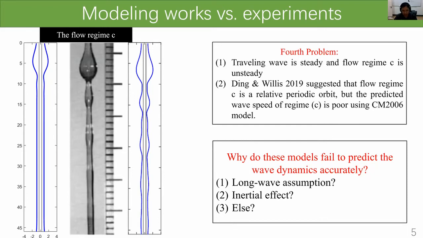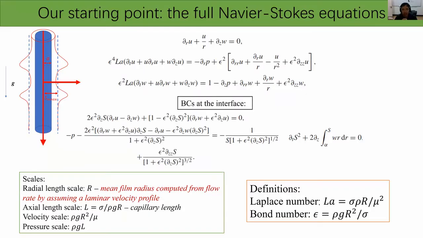So the question is why do these models fail to predict the wave dynamics accurately, actually for all three regions? There are two reasons which might be clear. One is the long wave assumption. The second is the inertial effect. The other might be something else, which will be explored. So to answer these questions, our starting point is the full Navier-Stokes equation. We try to solve the original problem by dropping the long wave assumption and including the inertial effect.